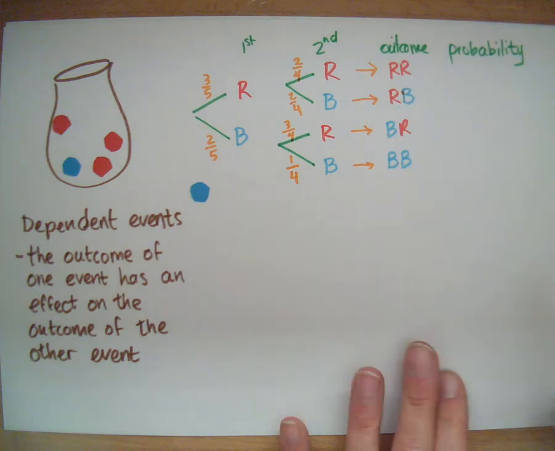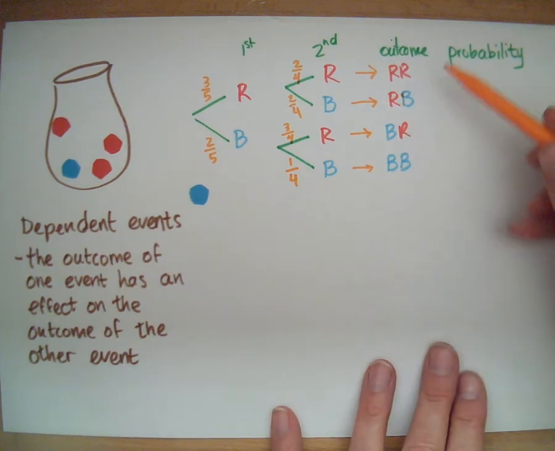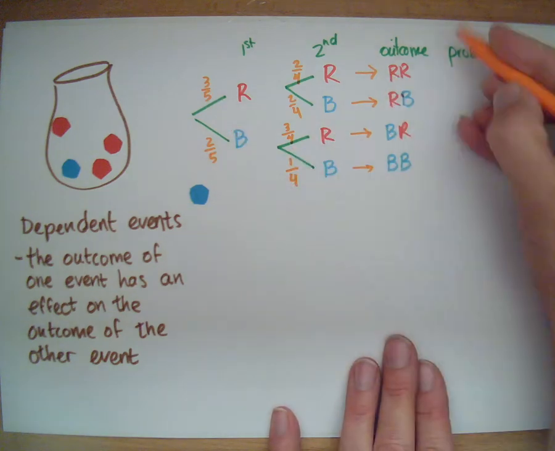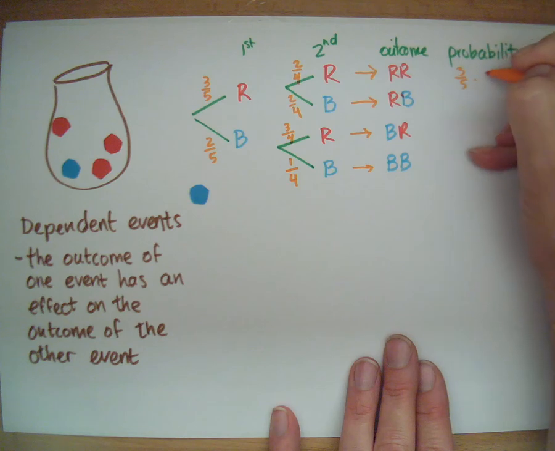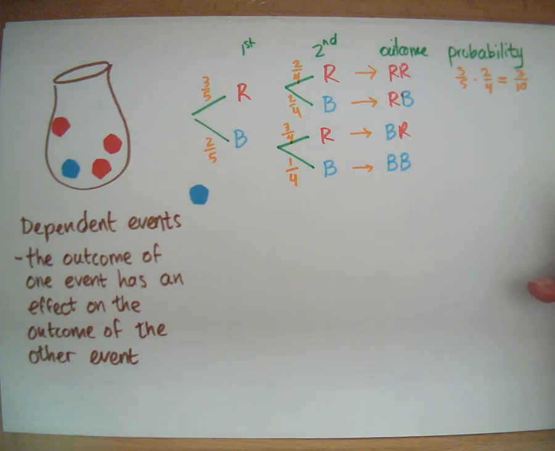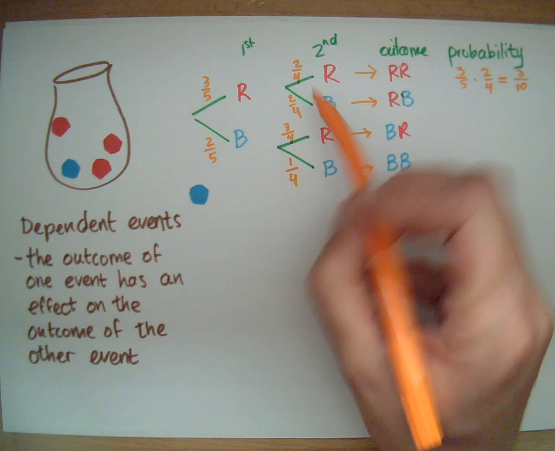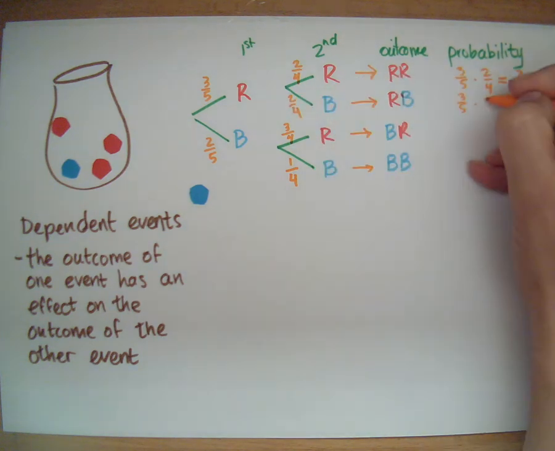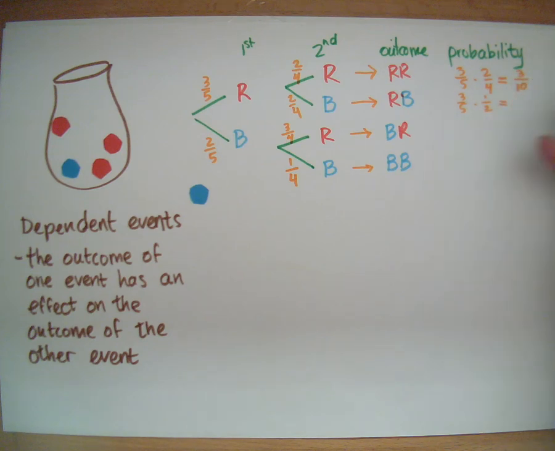And then those lead to the end outcomes of our two events: red, red; red, blue; blue, red; or blue, blue. And let's calculate their probabilities. We multiply across the branches. So the chances of getting red and then red are 3/5 times 2/4. And that is 3, am I right? 3/10? Yes. Chances of getting red and then blue, 3/5 times 2/4. I'm just going to write 1/2, that's easier to visualize.